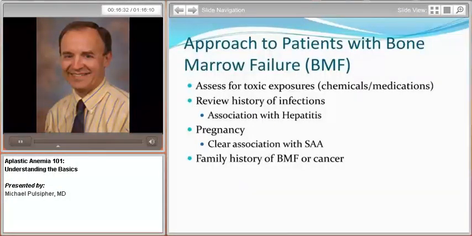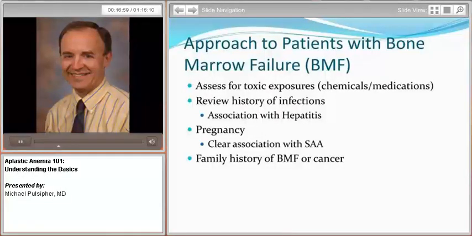So now let's assume that we have a new patient coming who has bone marrow failure. All of these blood counts are down. The bone marrow is not working very well. We've done a bone marrow test, and it looks like the bone marrow has low cellularity. The first thing we do is we ask about toxic exposures. There are a number of chemicals and medications that patients can take that can be associated with bone marrow failure.